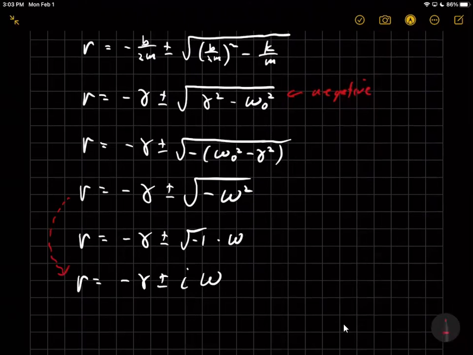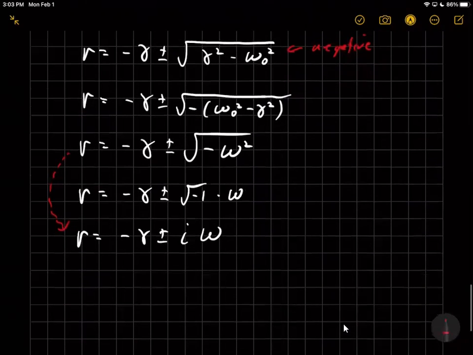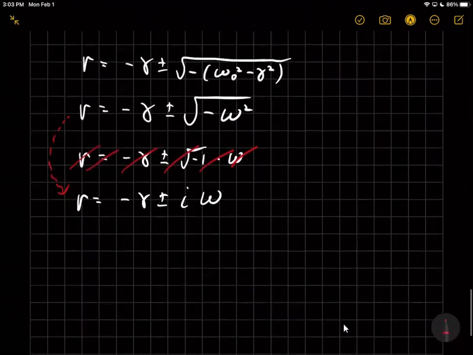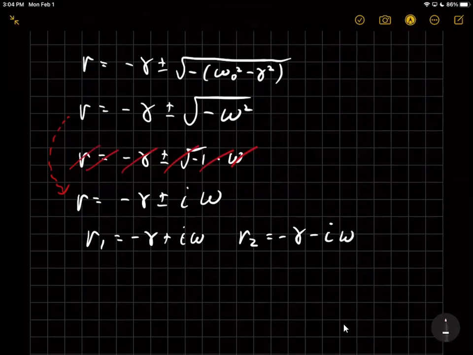When we have the square root of a negative number, it will be i times that number. So you can jump right over that middle step; this isn't really necessary to write in. I would assume that you can take the square root of negative omega squared, realize it will just be omega, and that it will have to be multiplied by i. Okay, so this is r. That means r1 is negative gamma plus i omega, and r2 is negative gamma minus i omega.